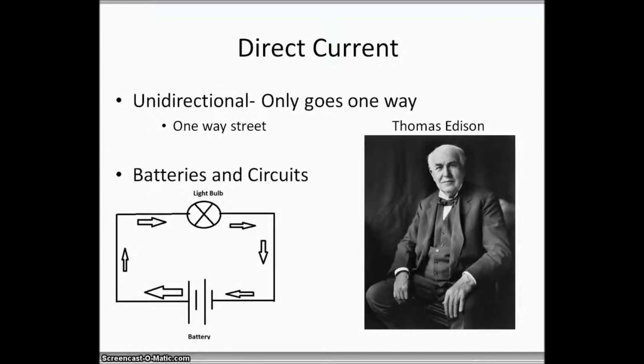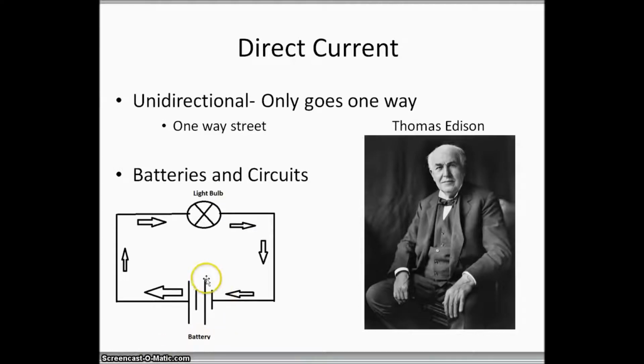The first current we're going to talk about is direct current. Direct current is what we call unidirectional. And what that means is it only goes one way. It's like a one-way road or a one-way street. This is just like batteries and circuits or anything with your remote controls, your Xbox, PlayStation, anything like that.